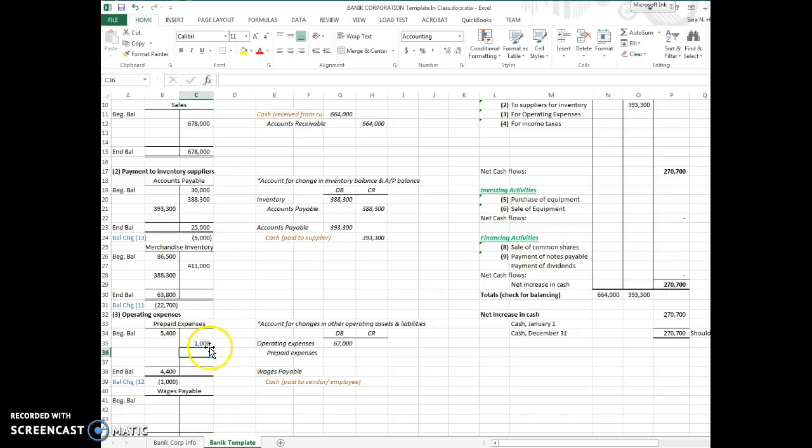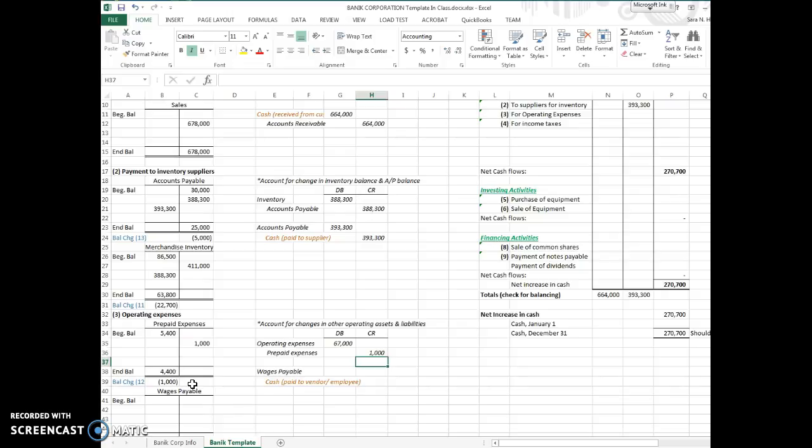So, not a cash transaction, but we had a change in that prepaid expense balance of $1,000 as we expensed. So I'm going to pull that prepaid expense $1,000 credit over to my journal entries. As I keep going down the balance sheet, another account is in the liability section.